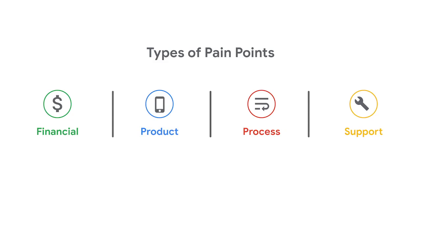There are 4 categories that pain points can fall into: financial, or money-related pain points; product, which are pain points related to quality issues; process, which are pain points related to the user's journey; and support, which are pain points related to getting help from customer service. Identifying the pain points your user is experiencing will help you find potential problems that your design can solve.